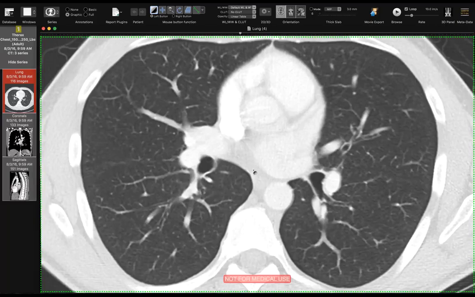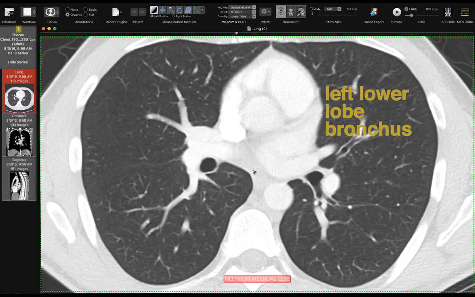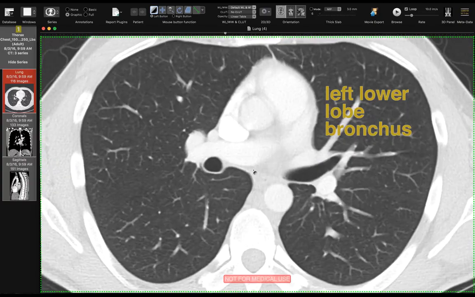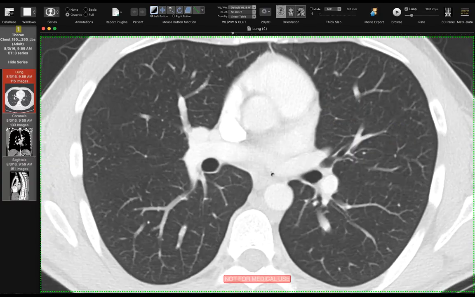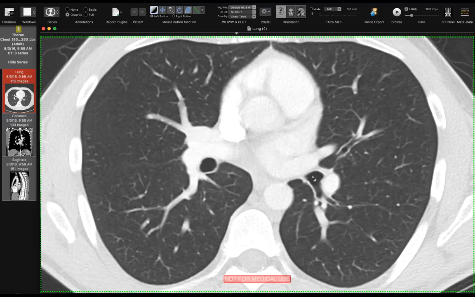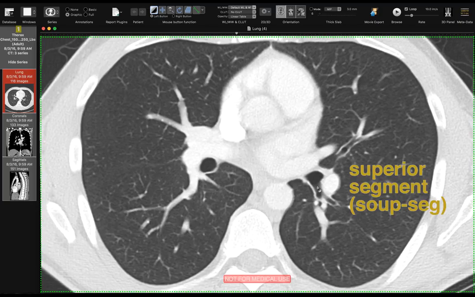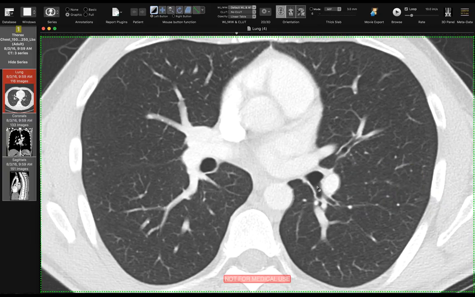And then finally, we have the left lower lobe bronchus. So the left lower lobe bronchus is right there. And just like on the right side, the first bronchus that comes off of the left lower lobe is the superior segmental left lower lobe bronchus. And this is just like the superior segment on the right side in that it doesn't touch the left hemidiaphragm. Okay, it is not one of the basilar segments, it's the superior segment.